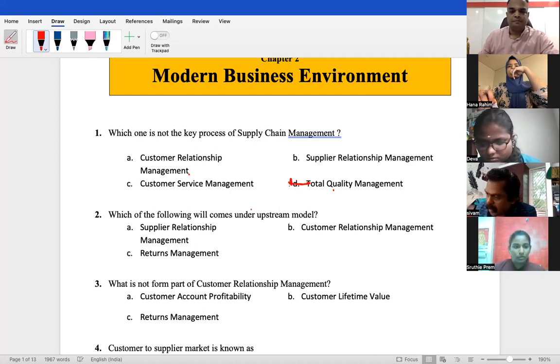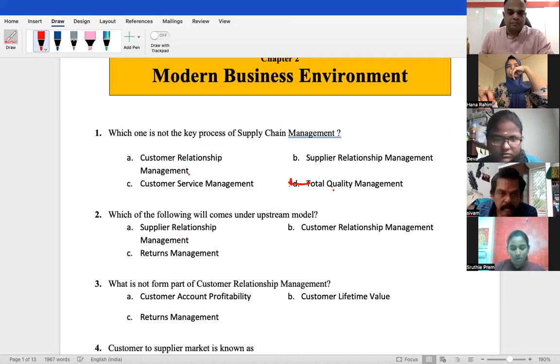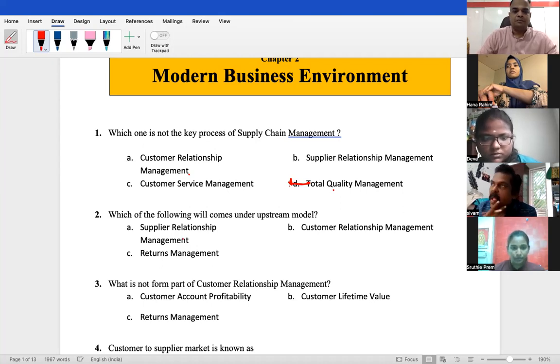Good. Next. Which of the following will come under upstream model? Option A, supplier relationship management. B, customer relationship management. C, returns management. A, supplier relationship management. Supplier relationship management comes under what? Upstream. Very good. So SRM, supplier relationship management, is upstream.